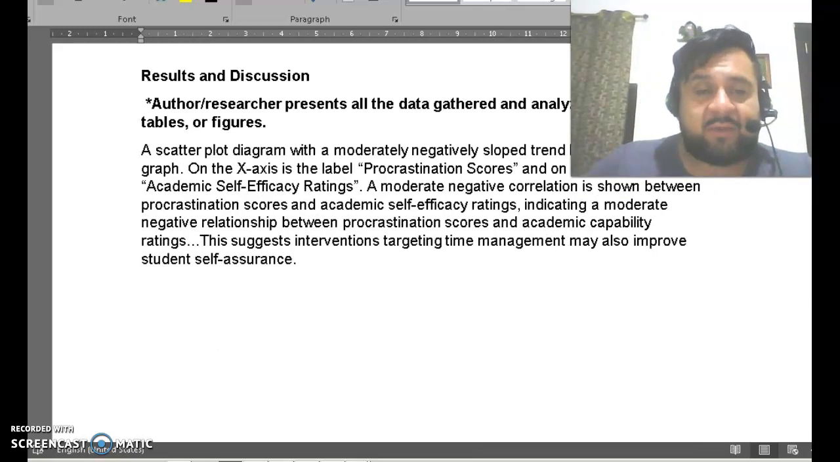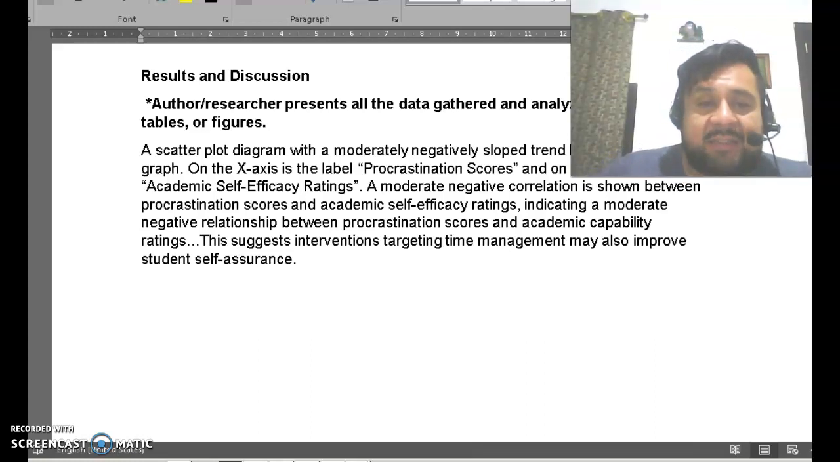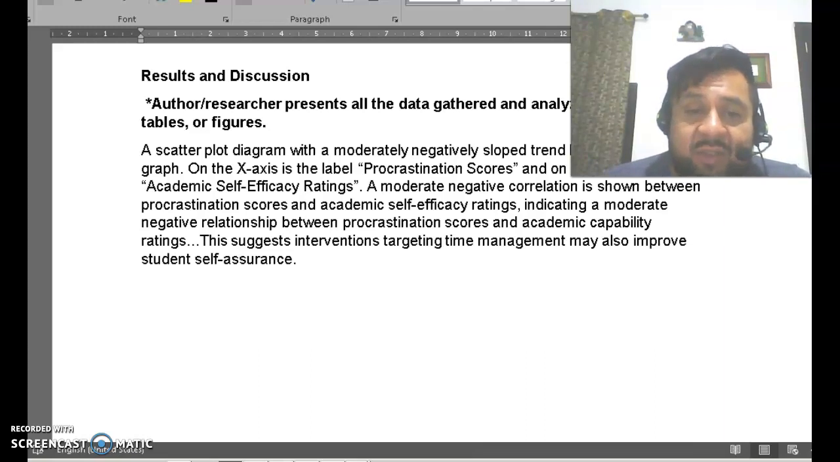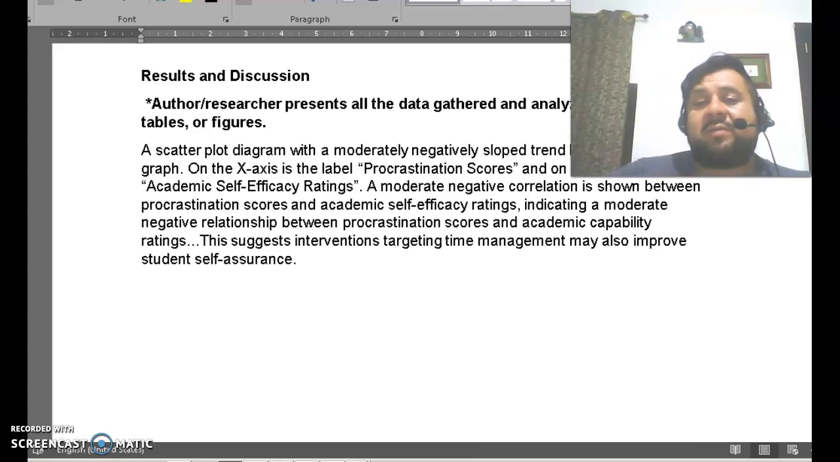Here for this journal, we have a scatter plot diagram with a moderately negative slope trend line crossing the graph. On the x-axis is the label procrastination scores, and on the y-axis is the label academic self-efficacy ratings. A moderate negative correlation is shown between procrastination scores and academic self-efficacy ratings, indicating a moderate negative relationship between procrastination scores and academic capability ratings. This suggests interventions targeting time management may also improve students' self-assurance.